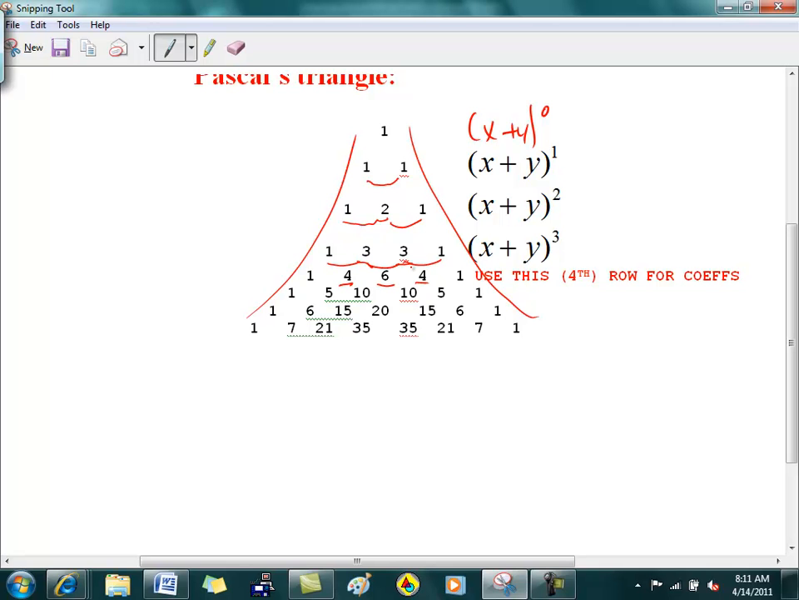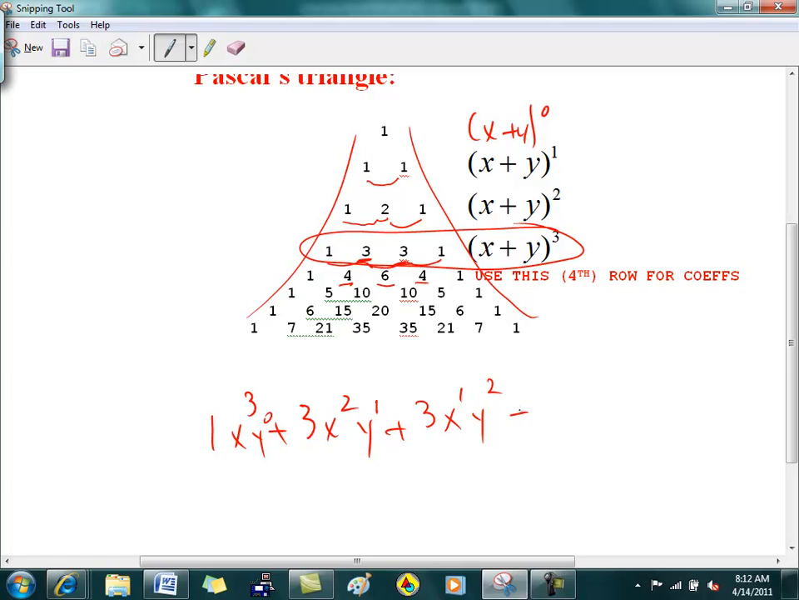So what are these terms actually used for? Let's take a look at this. What it's saying is that you're going to get 1 times x cubed plus 3 times x squared y. So this 3 will be going there. Remember that the exponents always add up to, in this particular example, 3. The next one's going to be 3 times x to the 1 times y squared. And then the last one's going to be y cubed, x to the 0. Fantastic, you guys get this. You guys all right on that? Okay, so this is how you use Pascal's triangle to do that.